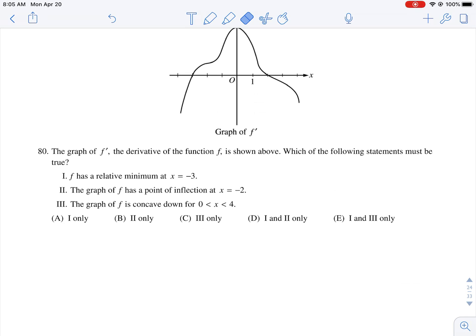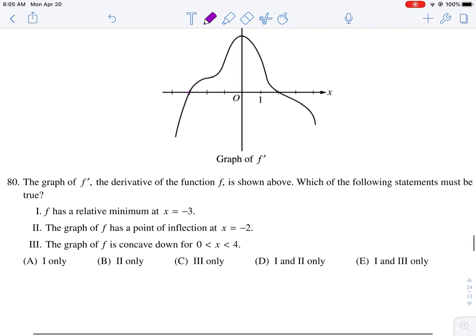We have the graph of a derivative. Which of the following statements must be true? F has a relative min at -3. So the derivative changes from negative to positive. So that is a min, so that works.